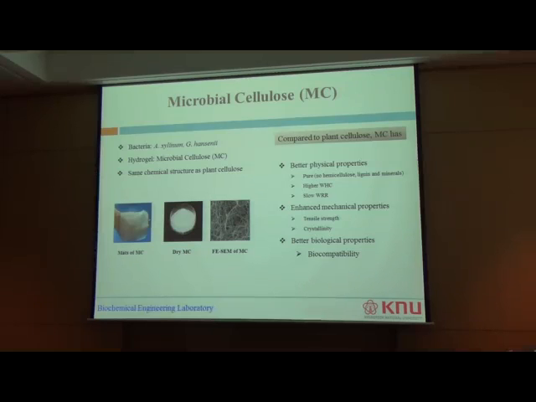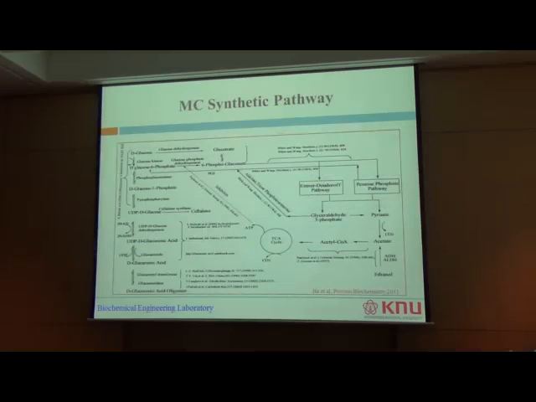It has the same chemical structure as plant cellulose. However, compared to plant cellulose, it has some improved properties, such as better physical properties because it is pure and contains no hemicellulose, lignin, or minerals. It has high water holding capacity and slow water release rate. Moreover, it has enhanced mechanical properties such as high tensile strength and crystallinity, as well as better biological properties such as biocompatibility toward animal cells.